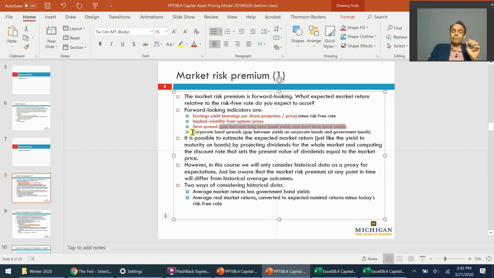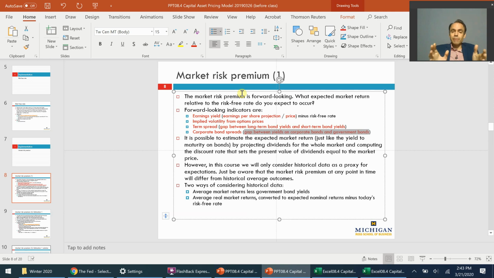Finally, a forward-looking indicator of the market risk premium is corporate bond spreads. That is the gap between the yields on corporate bonds and government bonds. And a typical proxy for the yield on corporate bonds is the yield on BBB rated bonds from a rating agency, because BBB is the most prevalent credit rating. We should expect when investors want higher returns for taking on credit risk, they probably also want higher returns for bearing overall market risk. So in aggregate, we should expect the market risk premium to be high when these four forward-looking indicators are also high relative to what we've observed in the past for those forward-looking indicators. Earnings yield minus the risk-free rate, implied volatility from options prices, the term spread, and corporate bond spreads.